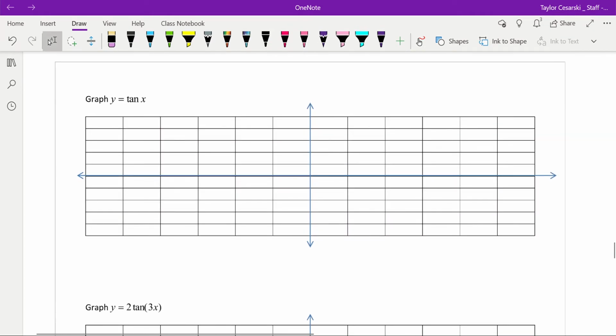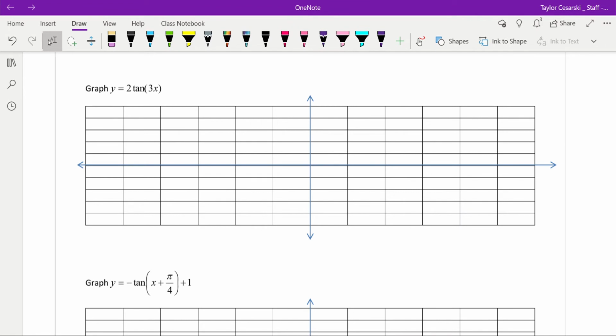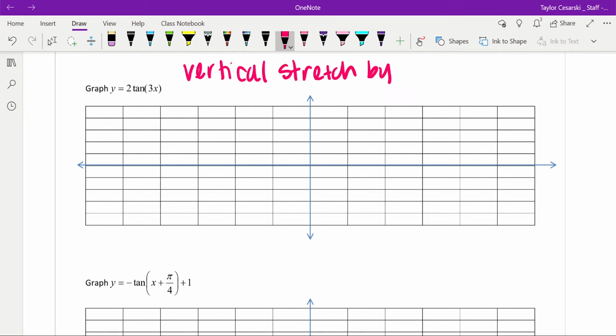Alright, so again, that's just your parent function, and then we have 2 tangent of 3x here. That 2 in front is going to be a vertical stretch by 2. You don't really call it the amplitude in a tangent function, but if you want to think about it like that, you can. It is a vertical stretch by 2. And now my period is going to be the same concept here, but instead of starting with 2 pi, I'm going to start with pi over 3.